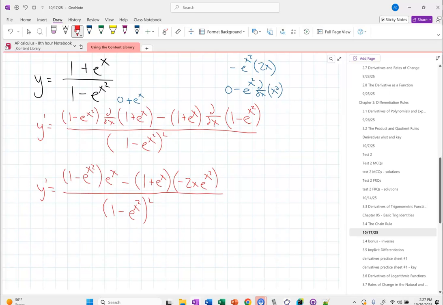Very good. How did you go from the last line of the 0 minus e to the x squared to the last? From below that. Talking about this? Yeah, there. 2x times negative, and then e to the x squared. Oh, I just got confused because you wrote it above. Yeah, I just kept going up. Okay.